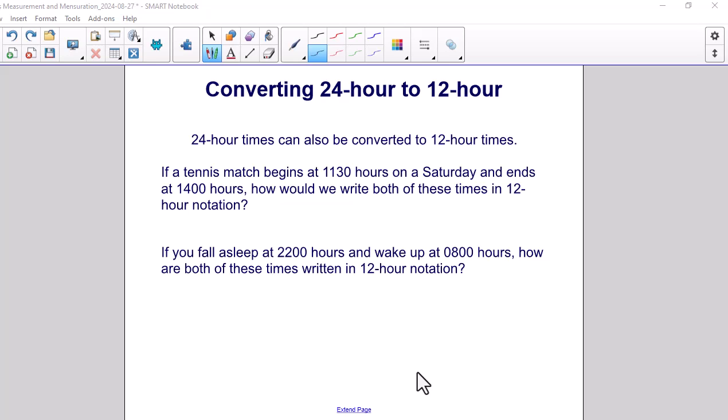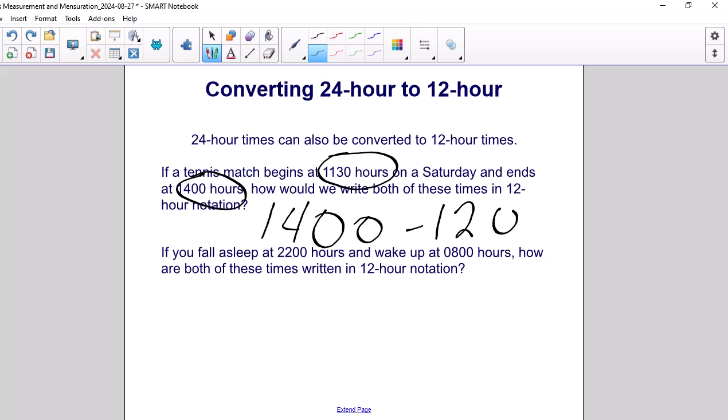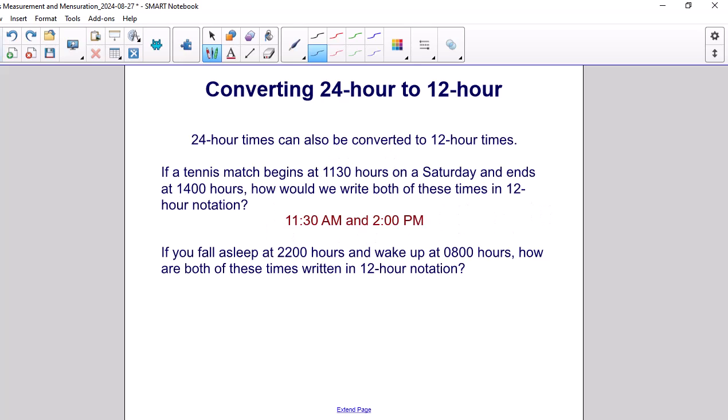Converting 24 hours to 12 hours. 24-hour times can also be converted to 12-hour times. Here's a sample. If a tennis match begins at 1130 hours on a Saturday and ends at 1400 hours, how would we write both of these times in 12-hour notation? Well, for the 1130 hours, that is before 12 o'clock noon, so we would keep it as 11:30. For the 1400 hours, we would take 1400 and subtract 1200 to get 2. So our final answer for this problem would be 11:30 a.m. since it's before noon, and 2 o'clock p.m. since it's afternoon.